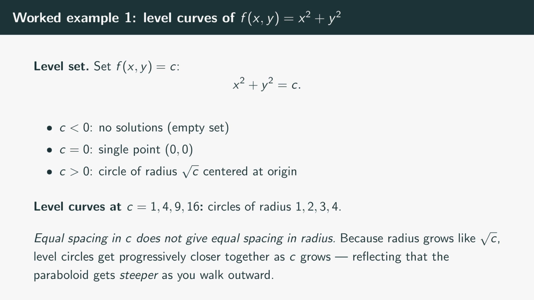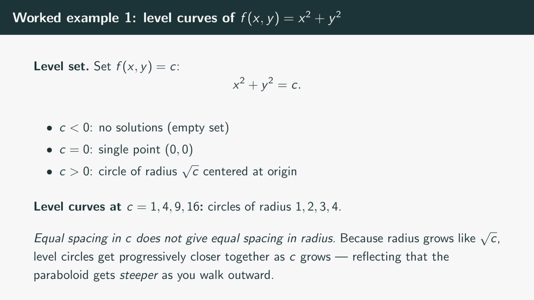So the level curves are concentric circles around the origin, with radii growing like the square root of c. At c equals 1, radius 1. At c equals 4, radius 2. At c equals 9, radius 3. At c equals 16, radius 4. Notice an important pattern. If we pick the level values c equals 1, 4, 9, 16, spaced by 3, 5, 7, growing apart, the radii come out evenly spaced at 1, 2, 3, 4.